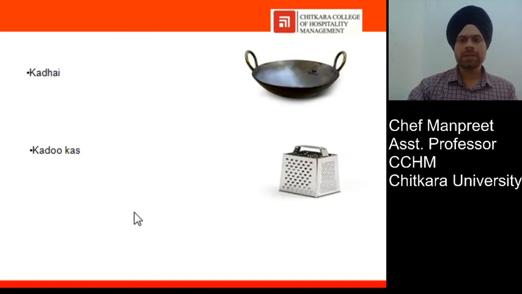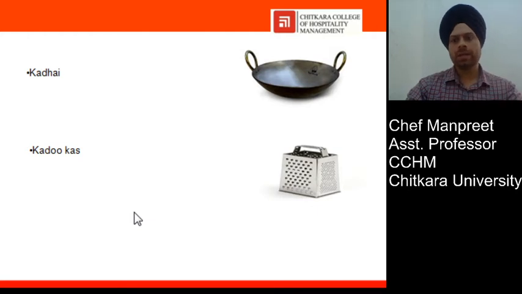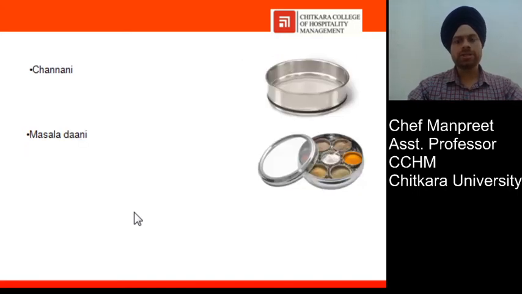Kadhai, as you can see in the picture, can be used for various deep frying, and various sabjis are prepared in this kadhai, which is used extensively in Punjabi cuisine. Kaddukas is also known as grater in English, and it is used for grating various things. For example, we grate carrots with the help of this kaddukas and prepare halwa. And channi is also known as sieve, and it is used to sieve the flour to remove impurities from it.